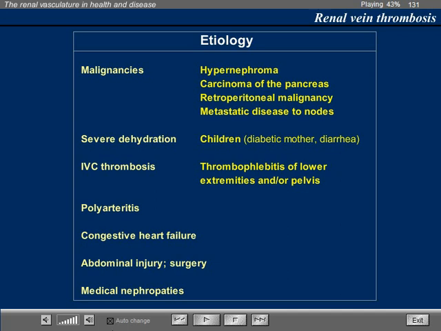In children, we shall discuss later, particularly severe dehydration, babies from diabetic mothers, babies with diarrhea, the 3 Ds: dehydration, diabetes, and diarrhea. Inferior vena cava thrombosis propagating into the renal veins is not uncommon, particularly when there is a thrombophlebitis of the pelvic veins or the veins of the lower extremities. Polyarteritis nodosa can cause renal vein thrombosis. Heart failure, injuries to the abdomen, or surgical trauma to the retroperitoneum, and interestingly, medical nephropathies, such as membranous glomerulonephritis, perinephritis, papillary necrosis, and amyloidosis.